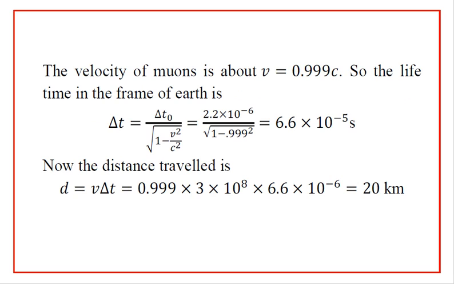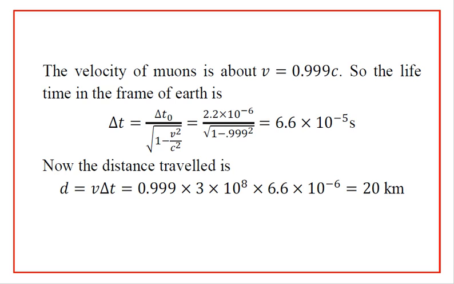The proper lifetime of muon is 2.2 × 10^-6 seconds, but the lifetime of muon in the laboratory frame is different, because the muon is traveling with a huge speed, about 0.999c. So the relativistic effect is very large. Therefore, the lifetime of muon in the lab frame is Δt equal to the lifetime in the proper frame, Δt0, divided by the square root of 1 minus v squared by c squared.